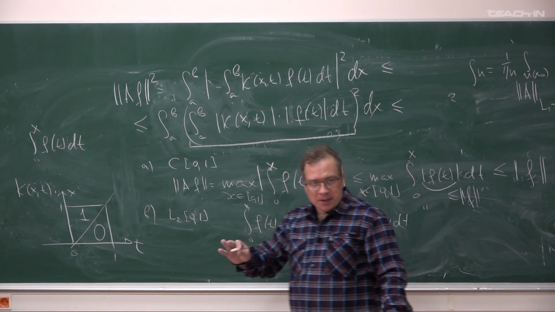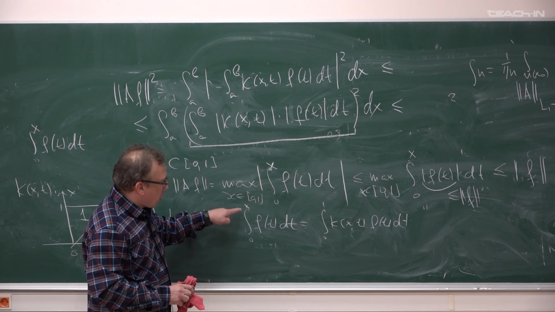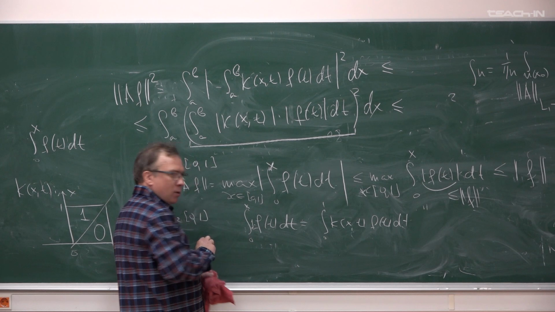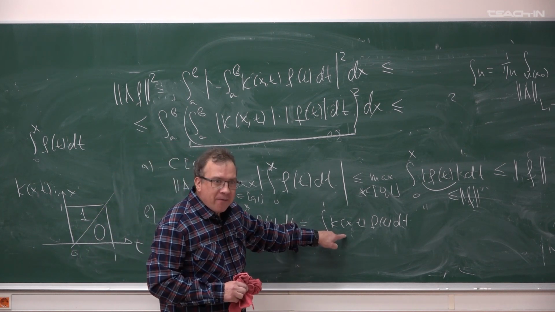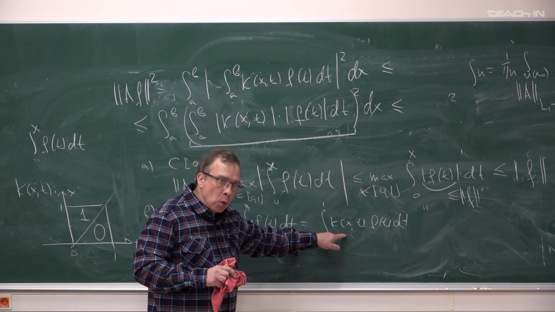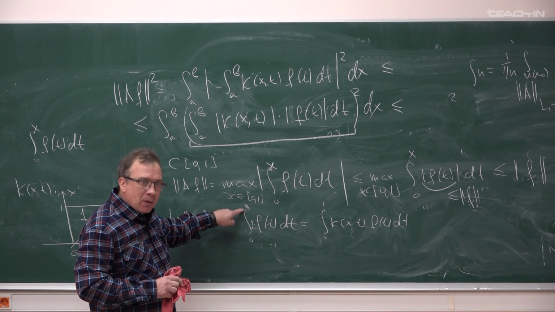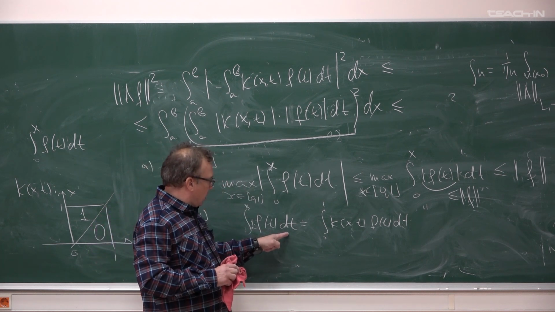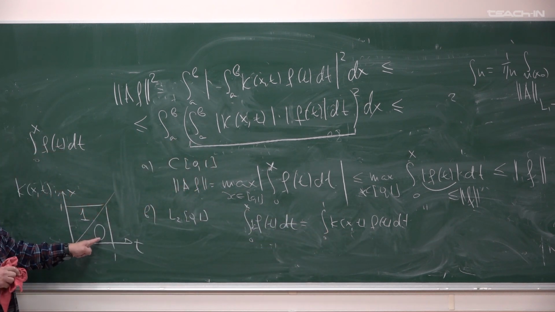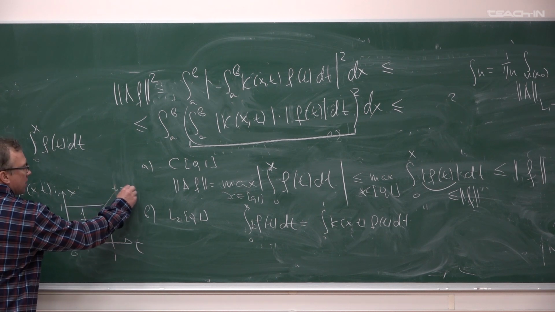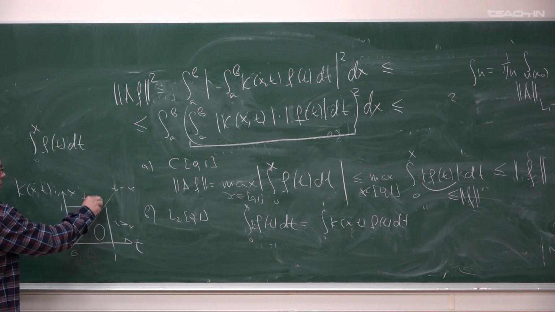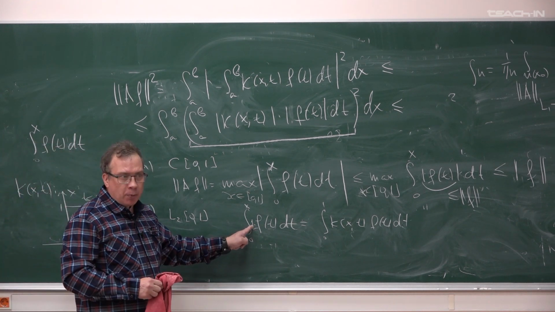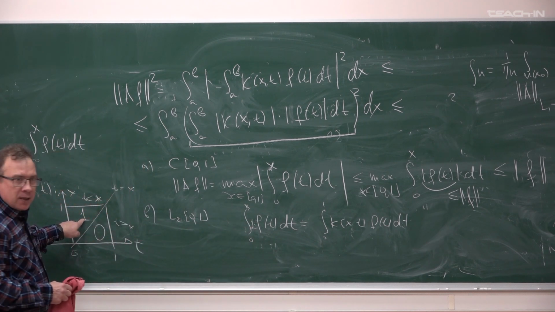Without any thinking, I changed the interval 0 to x into 0 to 1. But they must be equal. So my function k(x,t) must be as follows. It must be 0 when t is greater than x, because we have no integration over t from x to 1. So if t is greater than x, the function must be 0. Here t greater than x, here t equals x, here t less than x. Here 1, and then you just multiply by 1. If you want some function k, you obtain here some function k.